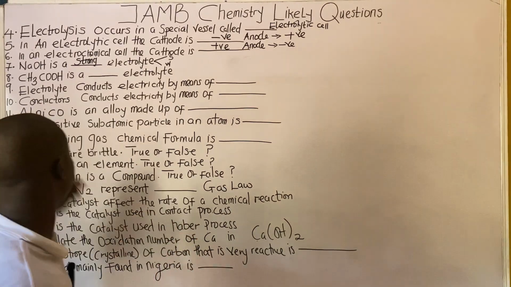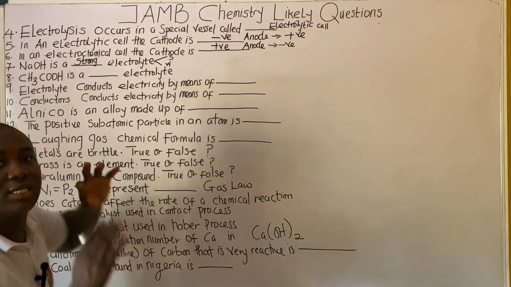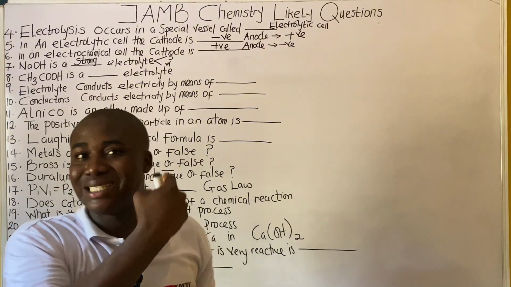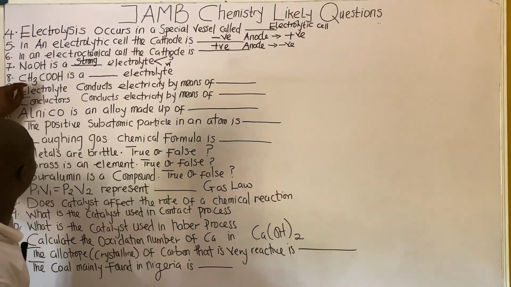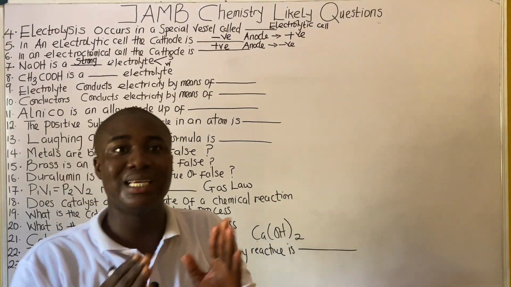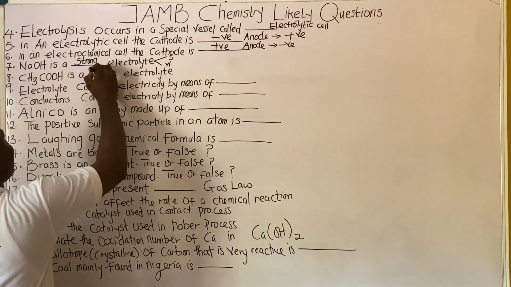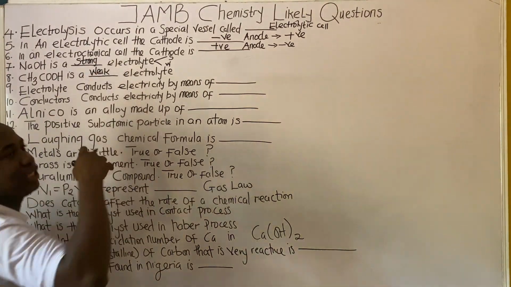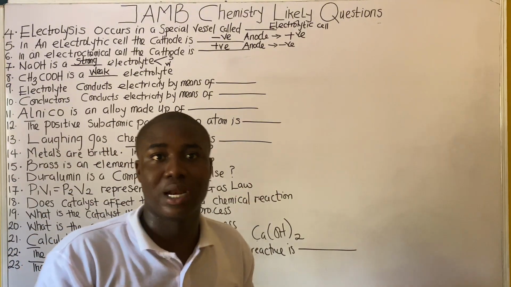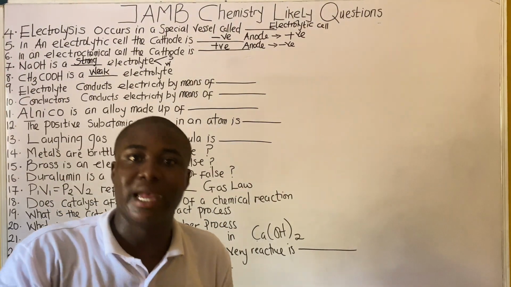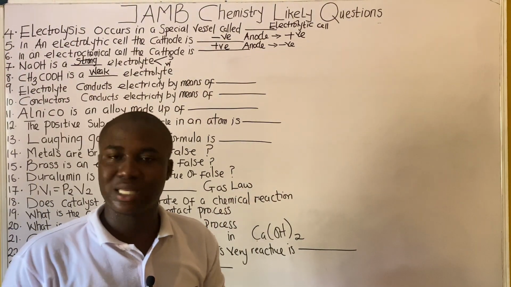It's not difficult. CH3COOH is a weak acid. That's ethanoic acid. CH3COOH is a weak acid, so automatically it is a weak electrolyte. Do you understand? So this is a weak electrolyte. All right. Anything that is a strong acid or strong base is a strong electrolyte. Weak acid, weak base, weak electrolyte. Do you understand? It's very simple.